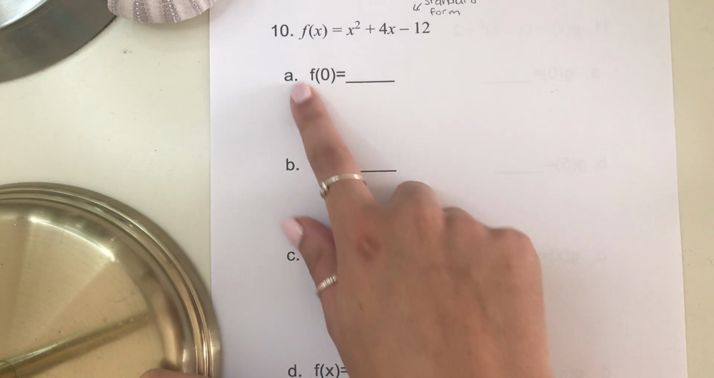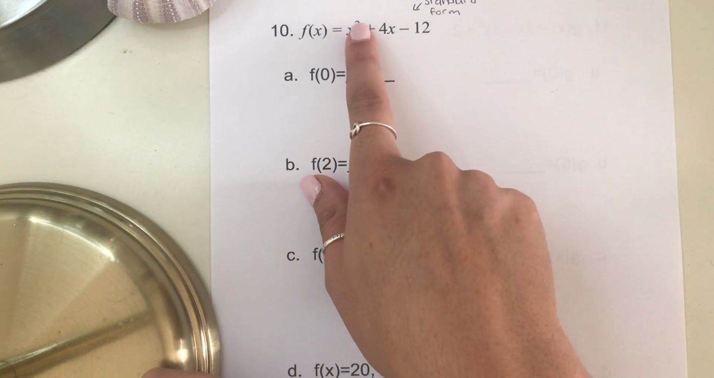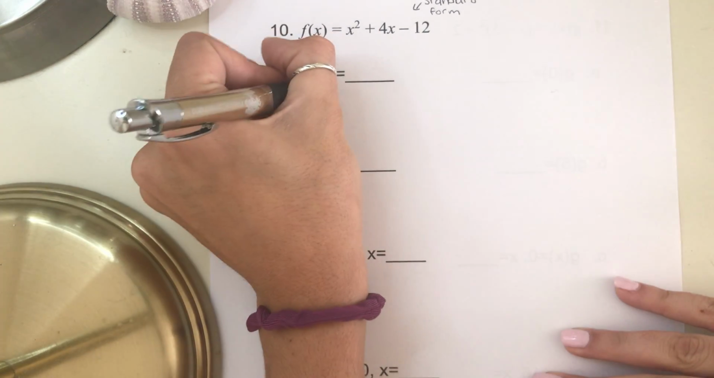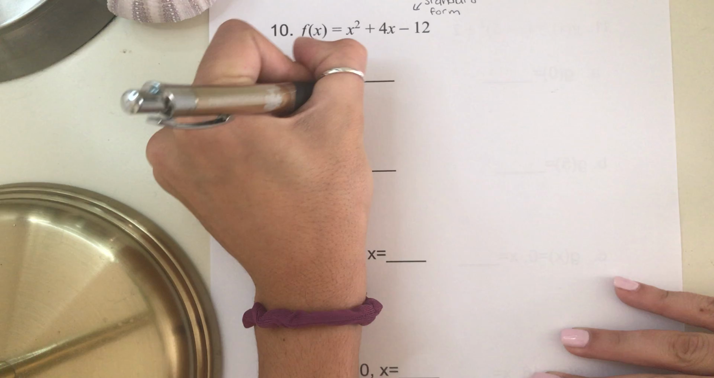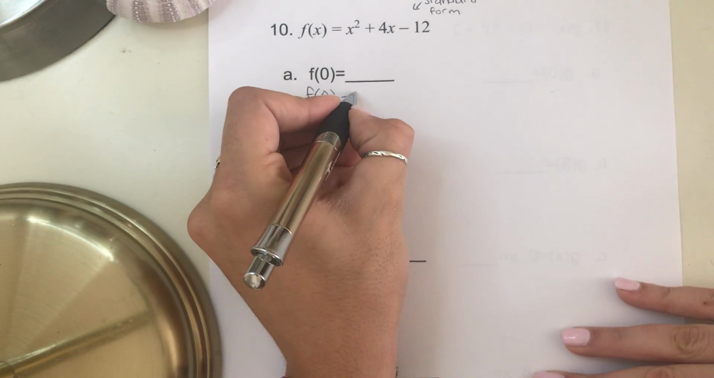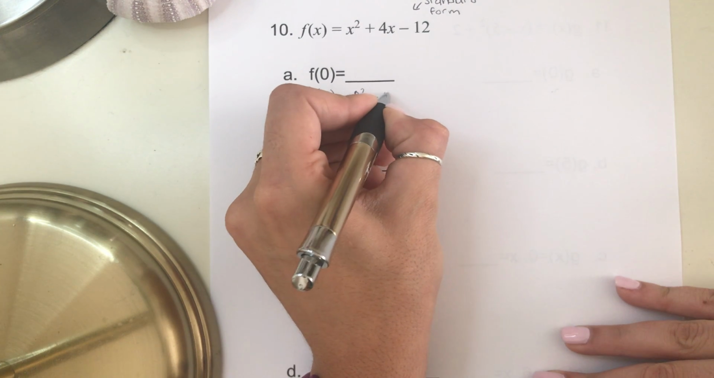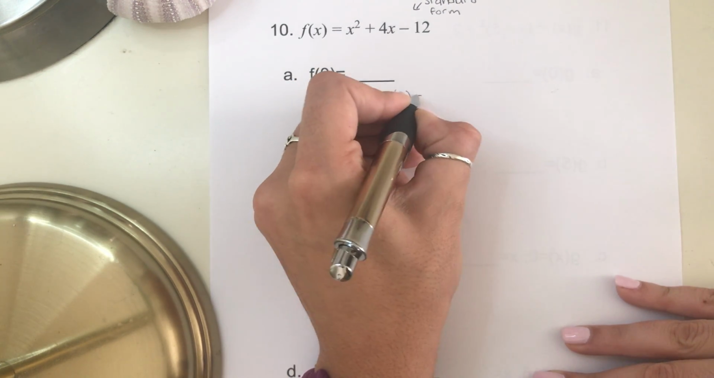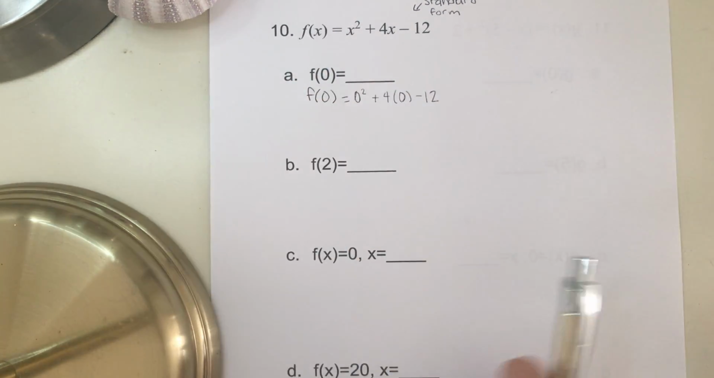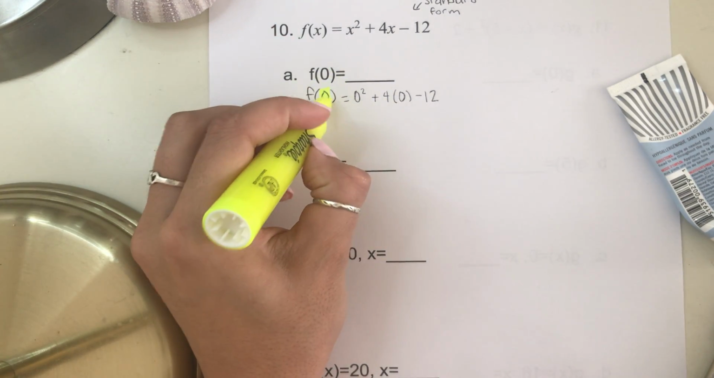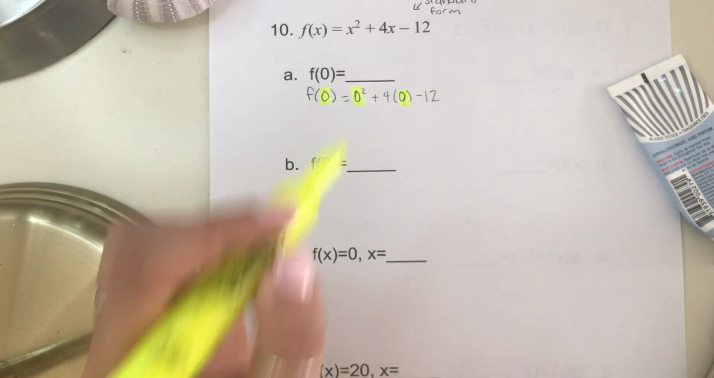Now for part A, what they're asking you to do is put 0 into the function, right? So it's f of 0 now. So what I'm going to do is plug in 0 to the function. So now every time I see an x, I'm writing 0 instead. And I'll highlight the 0 so that you know where that came from and where it's going. Okay?